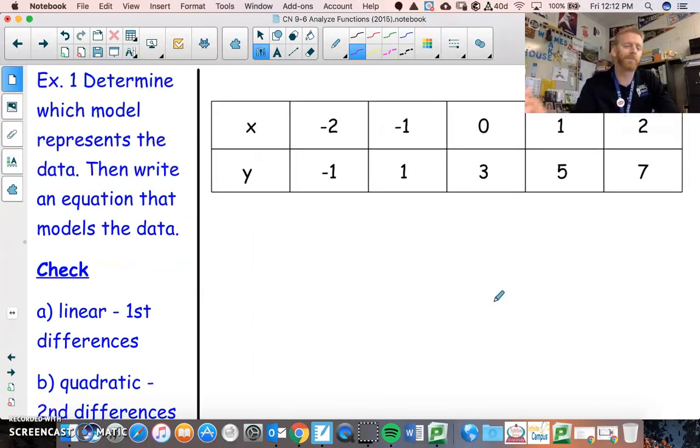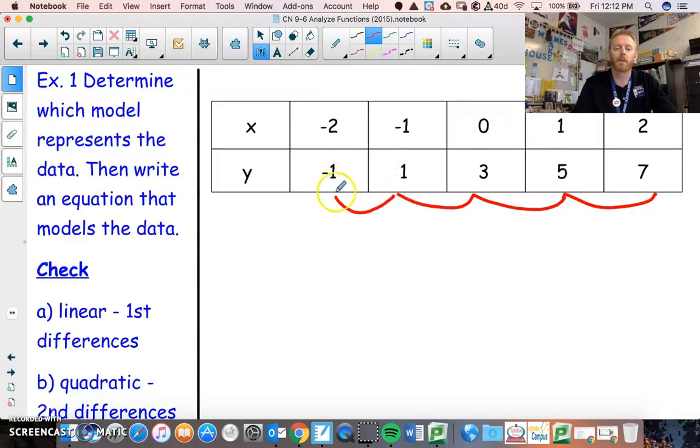All right, let's roll. Step number 1 is to check our first differences. Here's our table of values. What I would like to do is check the differences from here to here, from here to here, from here to here, and from here to here. You notice that 1 minus negative 1 is 2. 3 minus 1 is 2, 5 minus 3 is 2, and 7 minus 5 is 2. So my first difference is 2.